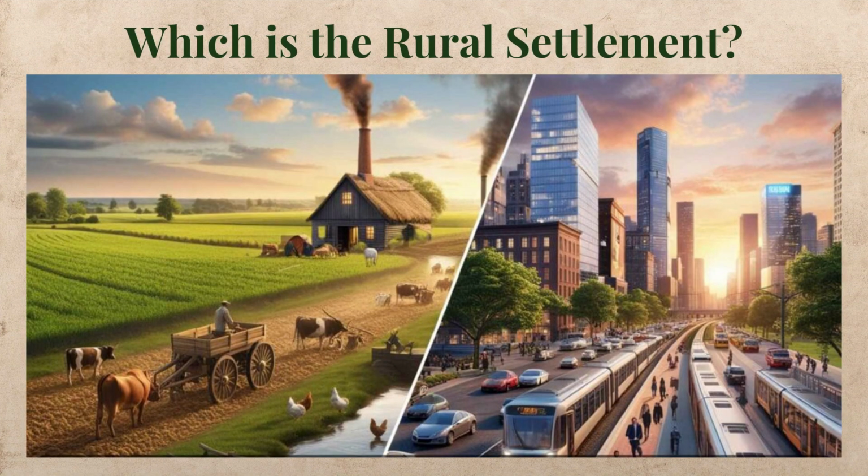So looking at this picture, which is the rural settlement and how do you know? So if you guess correctly, the one on the left is a rural settlement and the one on the right is an urban settlement. To recap urban settlement, it has a high population, as you can see all these people, it has modern transportation, it has different types of buildings, and it offers many types of services.